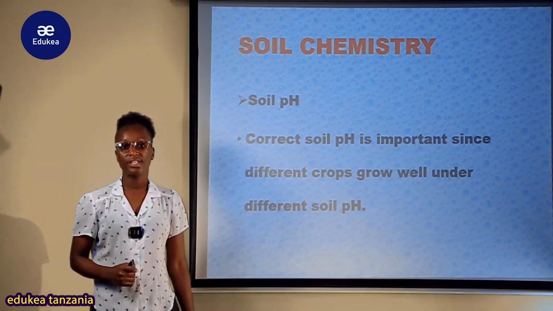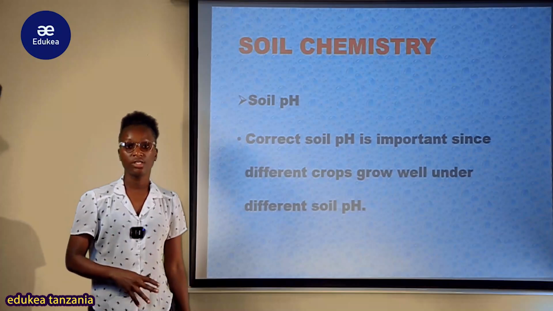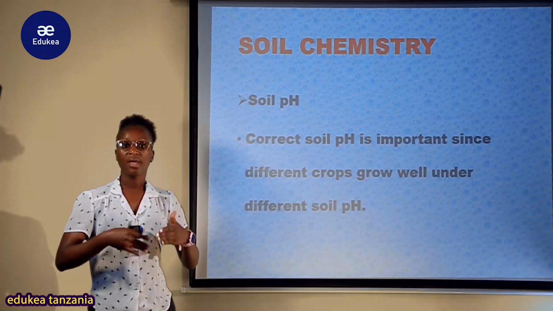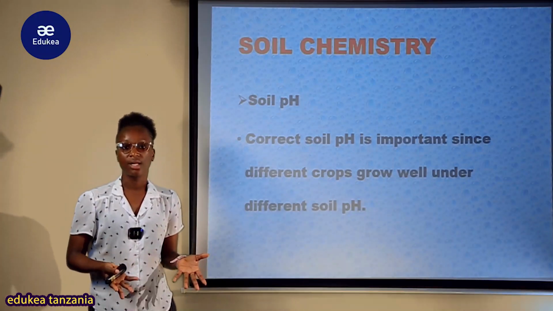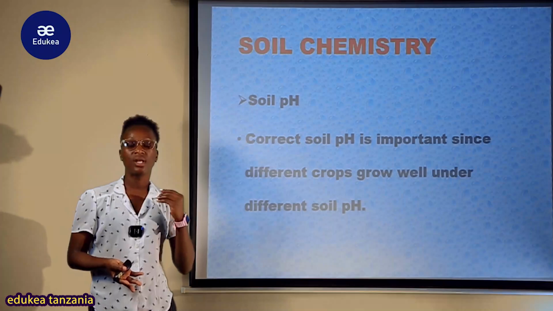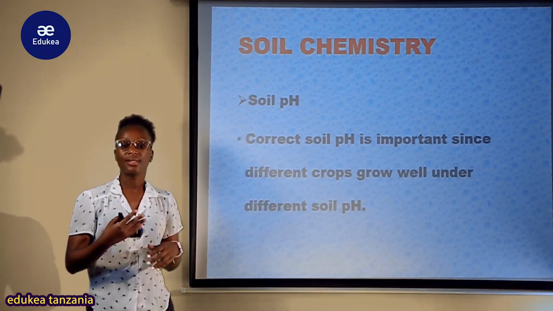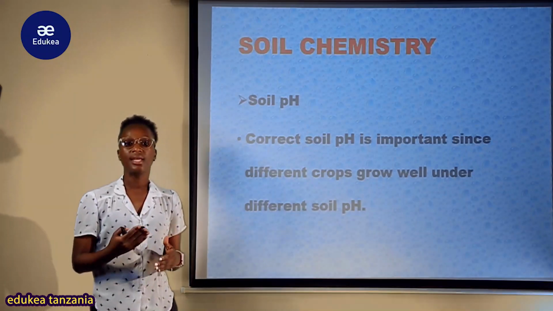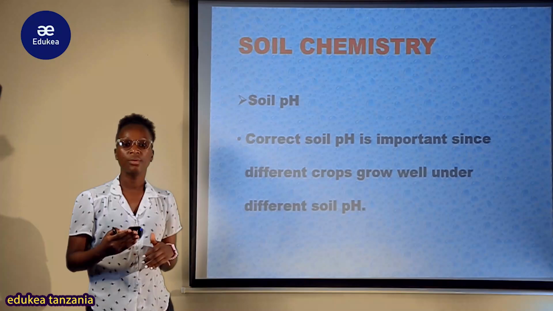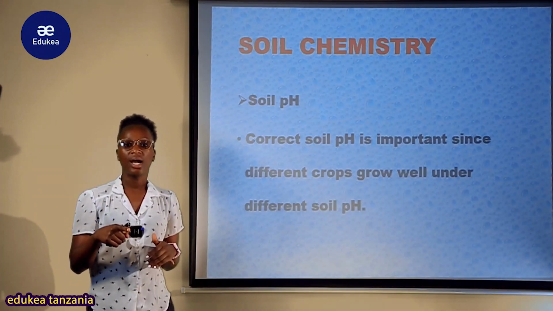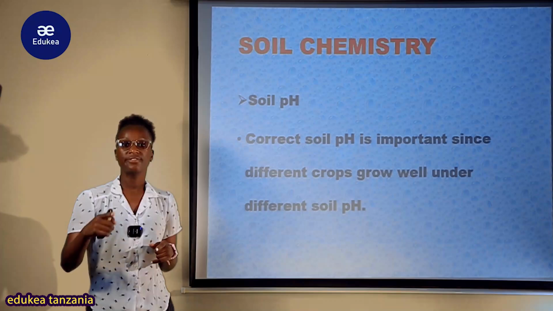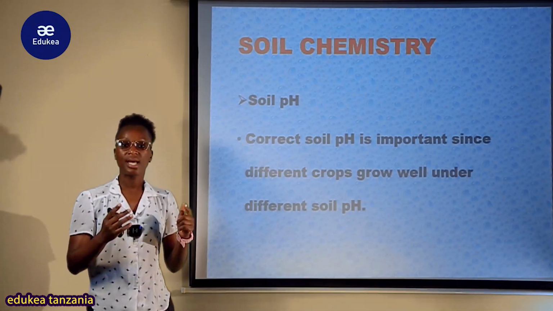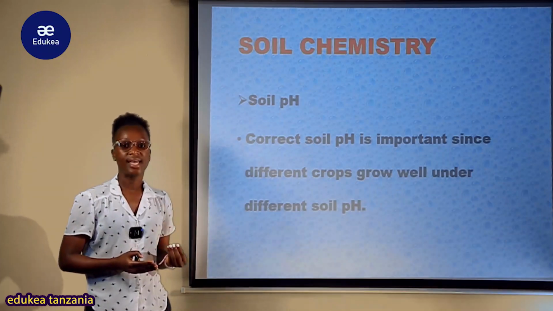Kwamba tunapoongelea soil pH tunaongelea ile acidic na basicity of soil. So you can see each crops inakuwa favored kukua effectively katika a certain kind of soil. So you can see maybe for instance unaweza ukakuta mazao ya tea yanakuwa favored katika udongo ambao pH yake ni base, which is it is favored in the calcium nitrate, ambayo tuliona kwamba calcium nitrate fertility, all this kind of nutrients zinakuwa ni base in nature.